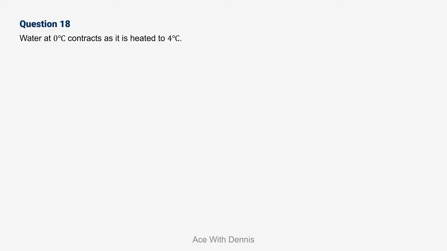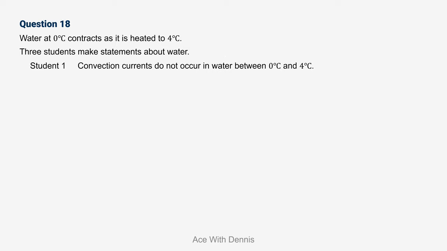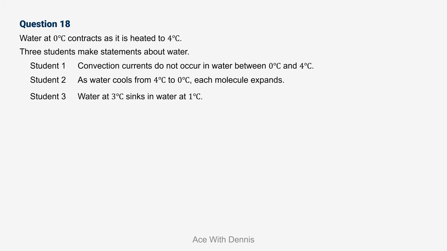Question 18. Water at 0 degrees Celsius contracts as it is heated to 4 degrees Celsius. Three students make statements about water. Student 1. Convection currents do not occur in water between 0 degrees Celsius and 4 degrees Celsius. Student 2. As water cools from 4 degrees Celsius to 0 degrees Celsius, each molecule expands. Student 3. Water at 3 degrees Celsius sinks in water at 1 degree Celsius. Which students are correct? A. 1 only. B. 2 and 3. C. 2 only. Or D. 3 only. The answer is D.